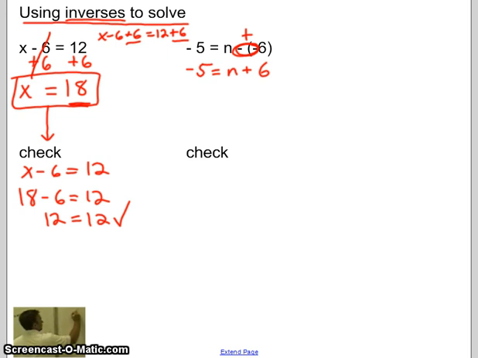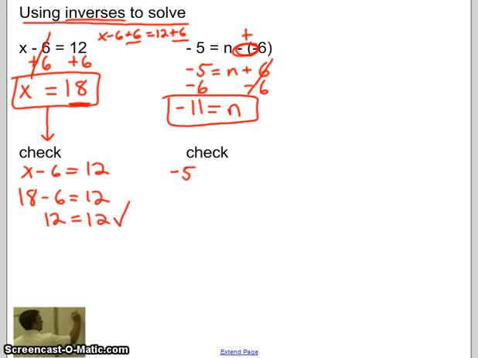Right, now I want to solve for n, so I have to get rid of this plus 6 right here. And in order to get rid of something that's addition, we have to use the inverse, okay, subtraction. So I'm going to subtract 6 in order to get rid of it, and I'm left with n equals negative 11. Well, let's check this one out to make sure we did it correctly.